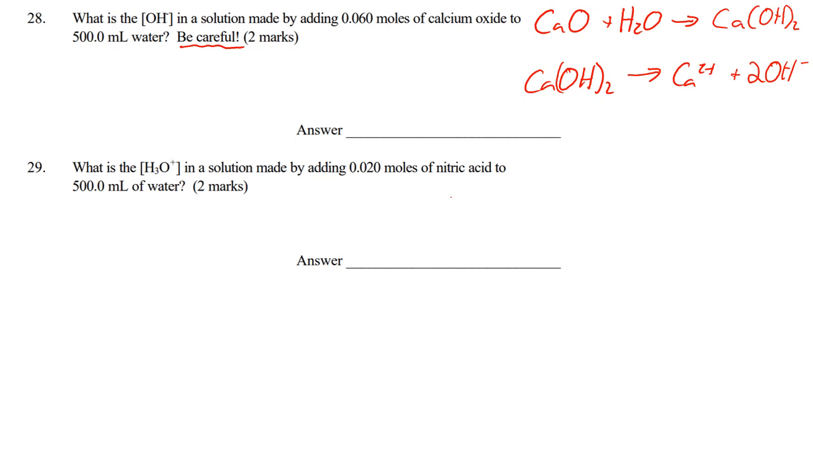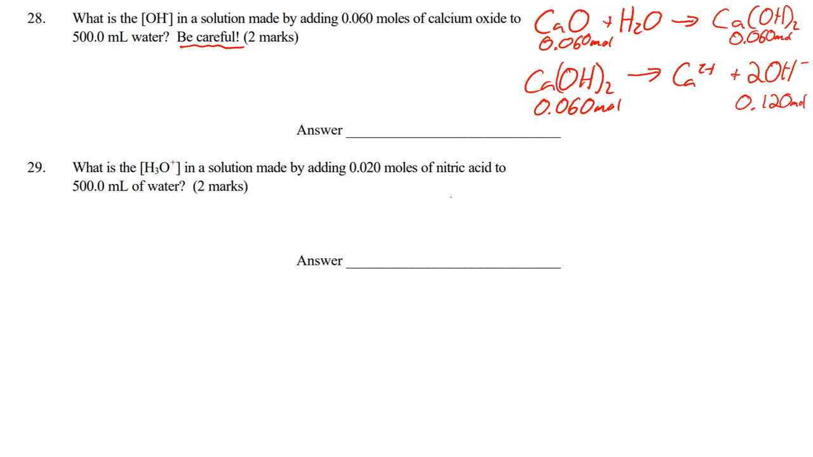If this is 0.06 moles, it'll be producing 0.060 moles of calcium hydroxide. But now look at this. The calcium ions will be producing 0.06 moles. The hydroxide ions, and that's the one that we're really interested in, will be producing double that, 0.120 moles.